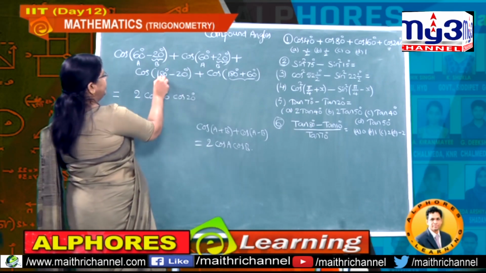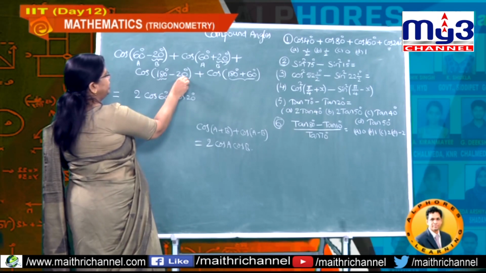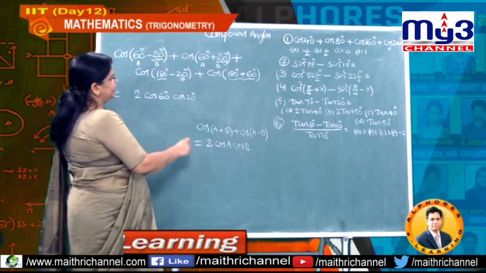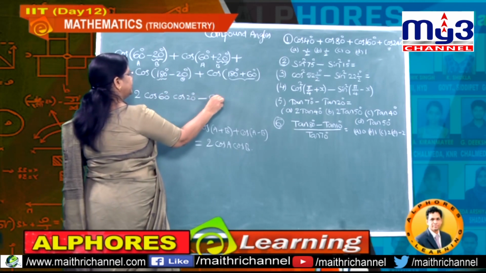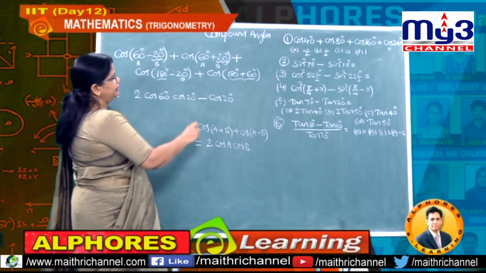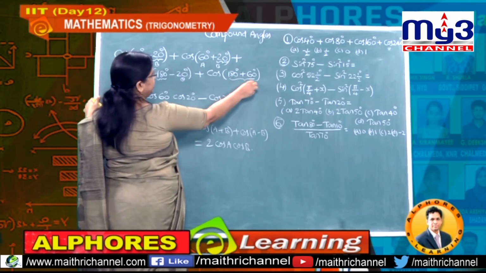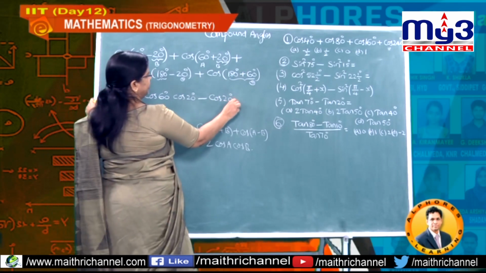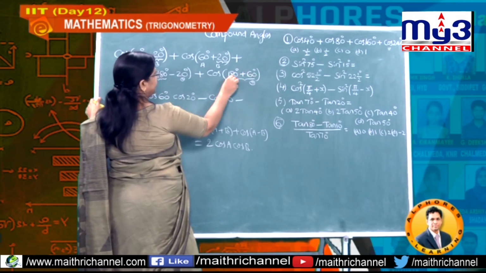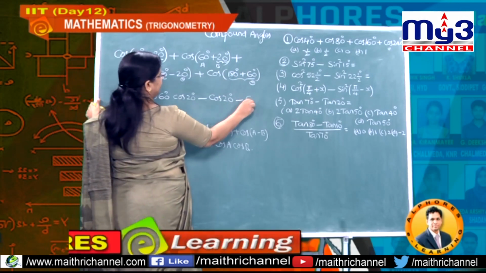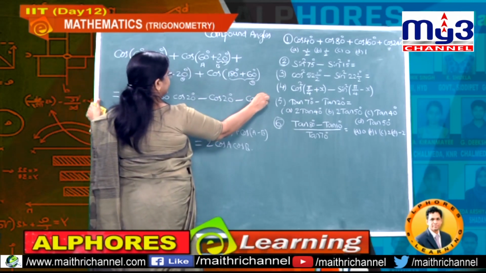And what about here? This is of the form 180 degrees minus theta. What is cos 180 minus theta? It is minus cos theta. So minus cos 20 degrees. And this one is of what form? 180 degrees plus theta, right? And therefore this is nothing but minus, because it is falling in the third quadrant. Therefore one more negative symbol, that is minus cos 60 degrees.